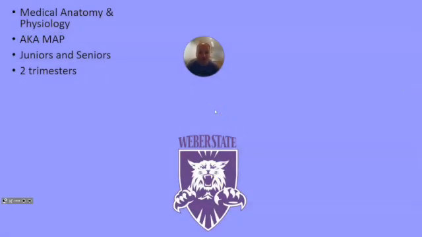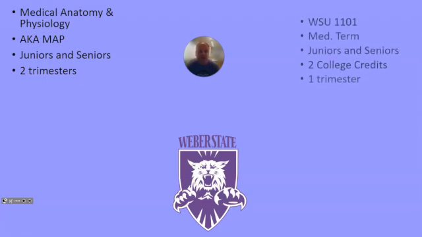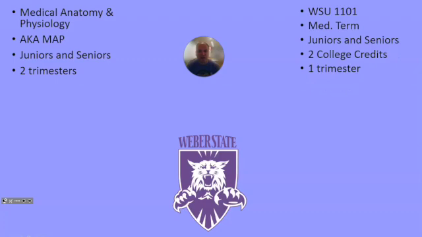It is a 2-trimester class. This is also the class I'm going to take you to the cadaver lab. It is super, super, super awesome. The rest are all college classes. Weber State 1101 is called Medical Terminology. It's a 1-trimester class worth 2 college credits. You can take it as a junior or a senior. I expect everyone to take that if you're going to health science.